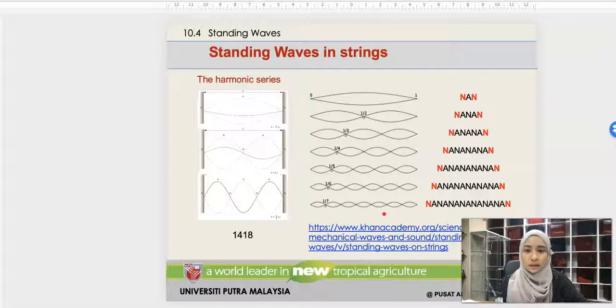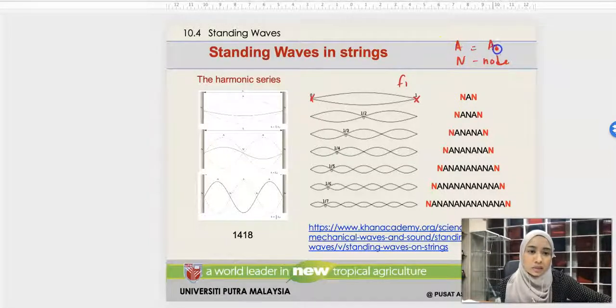Okay, so let's take a look at the structure of our waves. So this is our F1, right? F1 has 2 nodes. N is node, and A is antinode. So he wants to show the structure here. So the fundamental frequency has 1 antinode and 2 nodes.